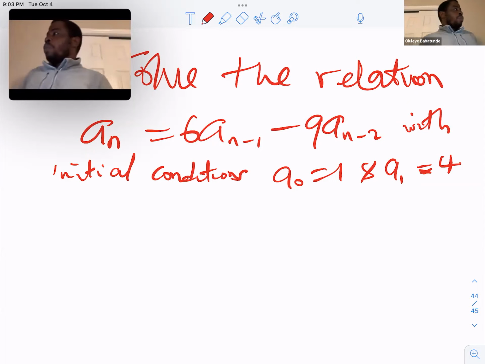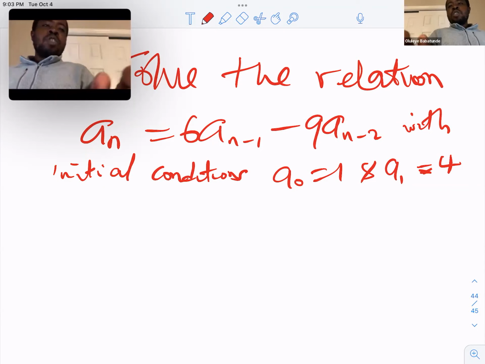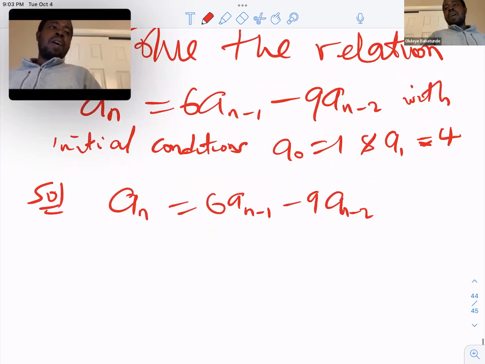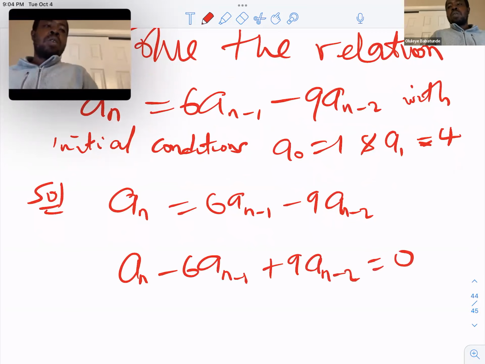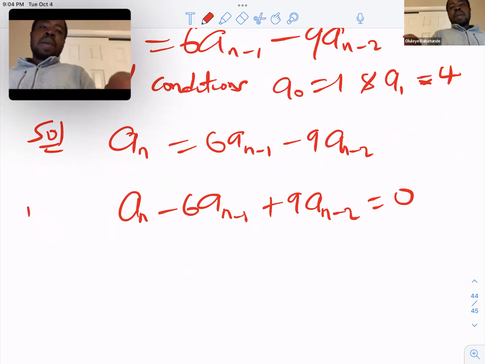Okay, cool. Now, the solution. Write out the original expression first, then move the right side to the left side. So you have a_n minus 6a_(n-1) plus 9a_(n-2) equals 0. Then you write out the next. So that's step number 1.